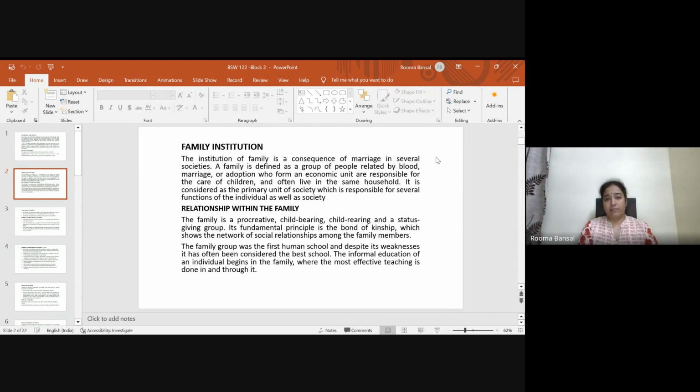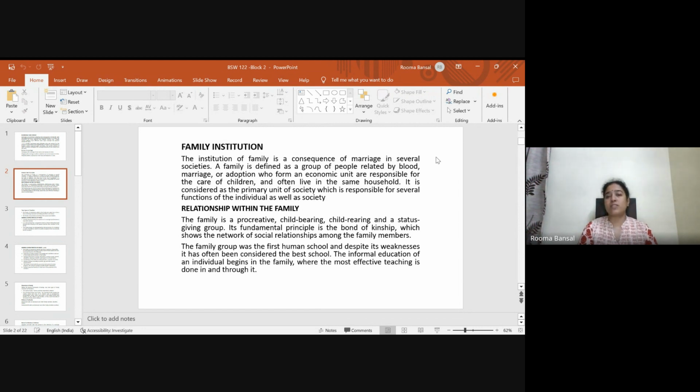Relationship within the family. The family is a procreative, childbearing, child rearing, and status giving group. Family, group of people, which we have already studied, right? Group of people means people who are closely bonded, like parents and their children, siblings, grandparents. Its fundamental principle is the bond of kinship, which shows the network of social relationships among the family members.